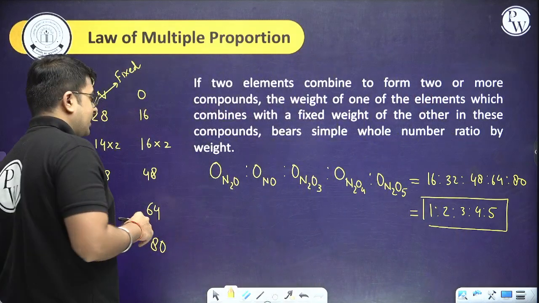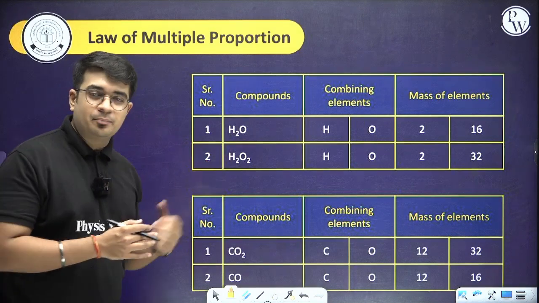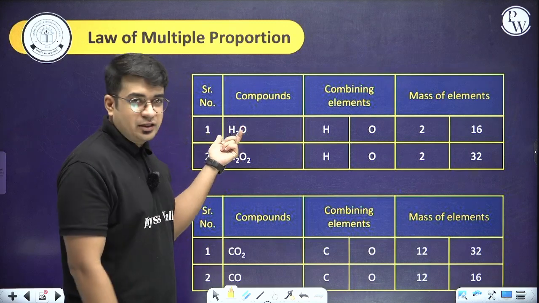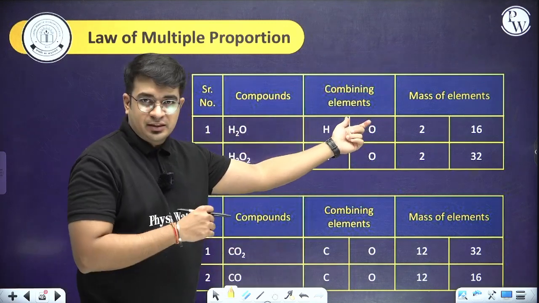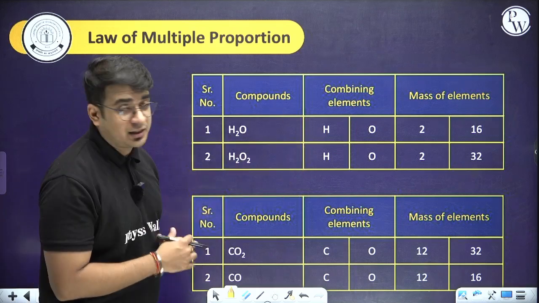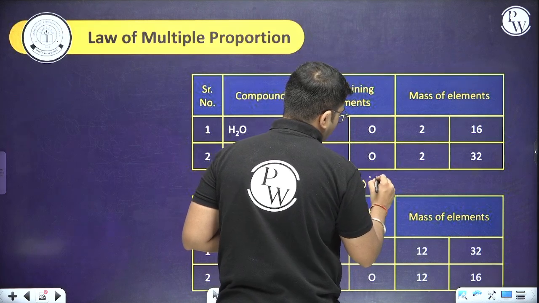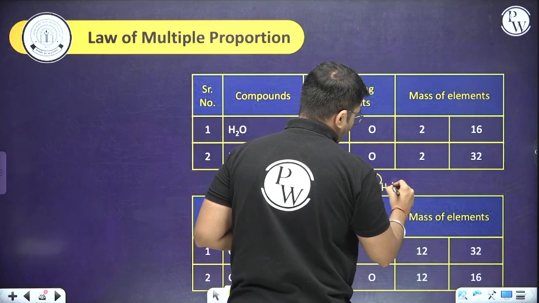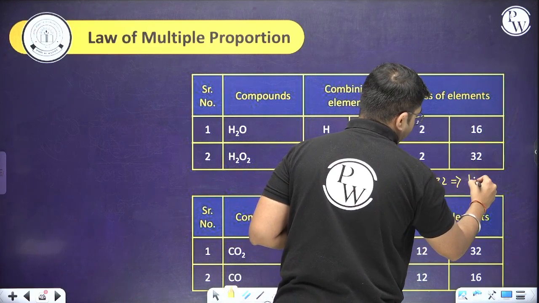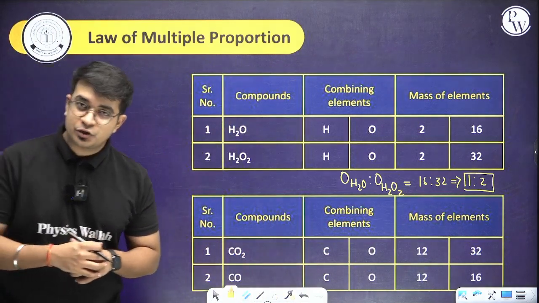You can take another example. You can take the example of H2O as well as H2O2. Both are compounds of hydrogen and oxygen. In one case, hydrogen amount is 2 and oxygen is 16. In the next case of H2O2, hydrogen is again 2 but oxygen is 32. Just look at the ratio of oxygen in case of H2O to oxygen in case of H2O2. Again this is 16 is to 32, or you can say that will be 1 is to 2. Again a simple whole number ratio.